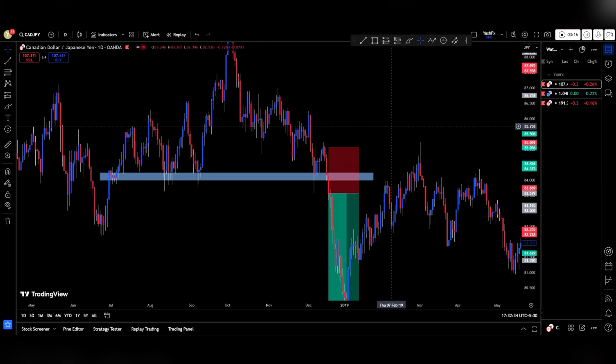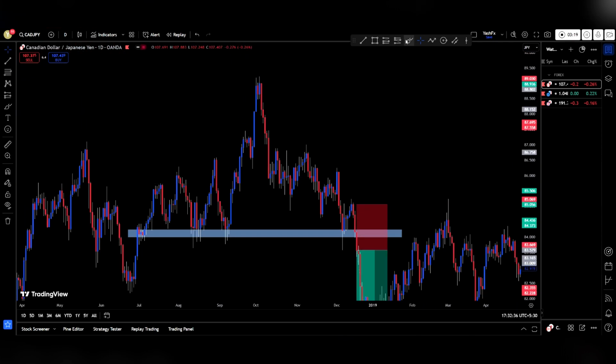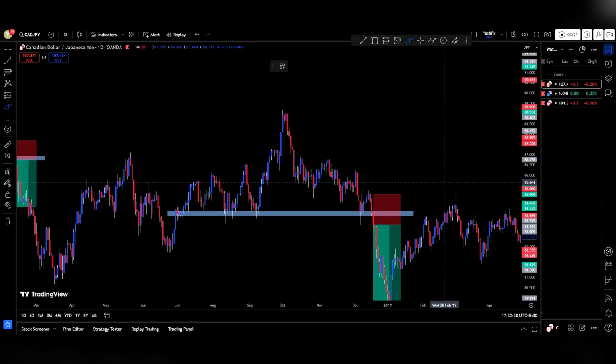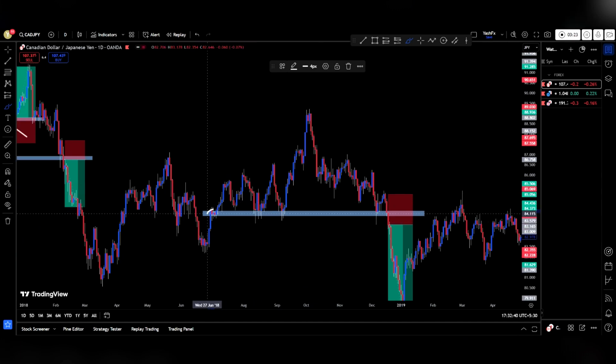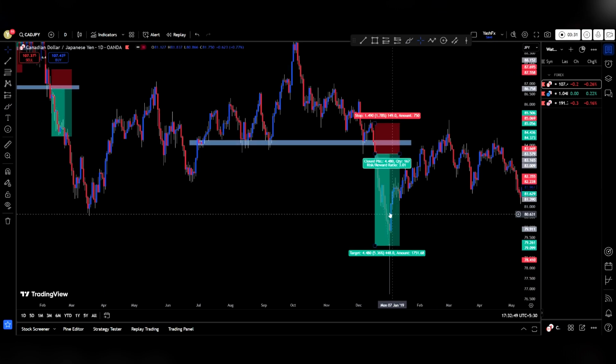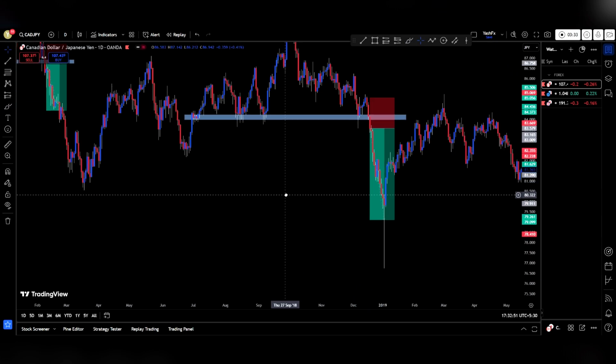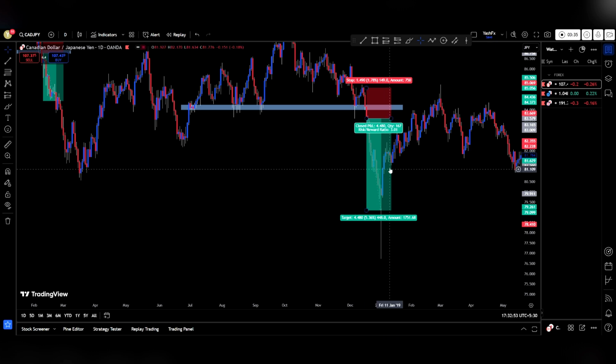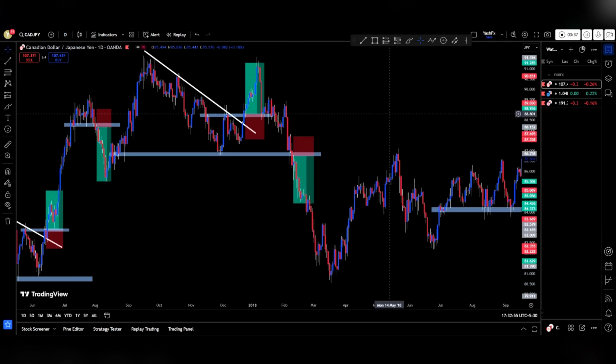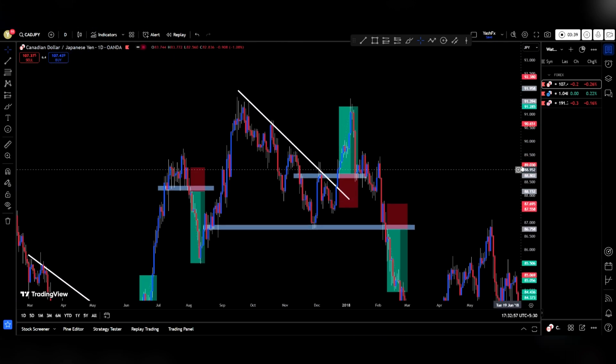Now let's move to the next trade. This is a clean trade of a break of a support area. Here you can see the market was having this support area for multiple months, and once this support area gets broken, you can see how cleanly the market shifted to a downtrend and gave us a 1:3 trade. Now let's move to the next trades.